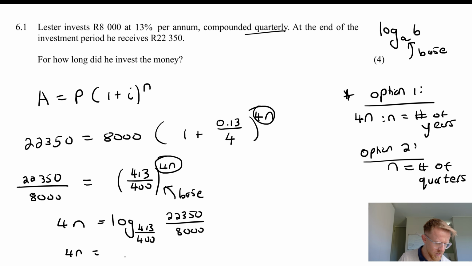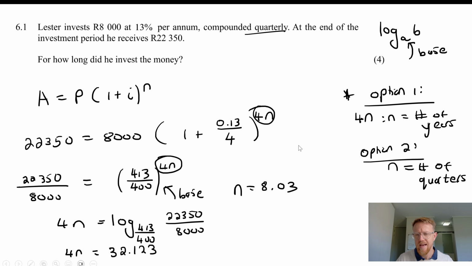So that's going to give us, or now you can round off because we've used the log. So it's going to give you 32.123 if you keep 3 decimals. Then divide by 4, and so you're going to get 8.03, and that is going to be in years.